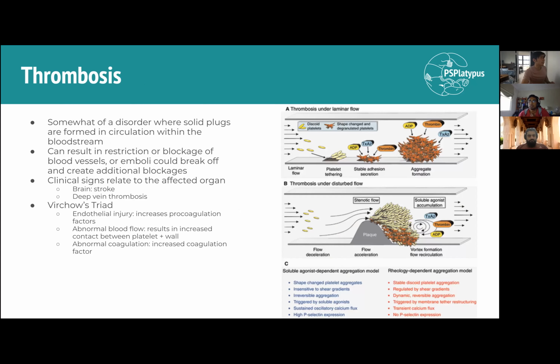Also, there's thrombosis, which is the formation of clots within the circulation. And this can result in the blockage of blood vessels and emboli, which are basically blood clots that break off and then can lodge into other parts of the body, such as the lungs or the heart, causing a heart attack, or into the brain, causing a stroke. In terms of why these occur, Virchow's triad is basically what explains it.